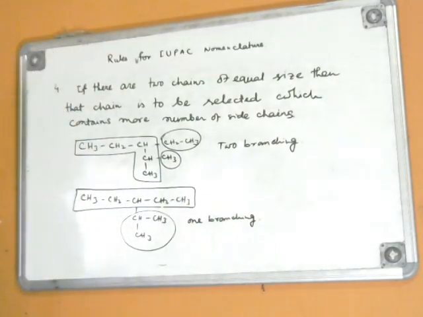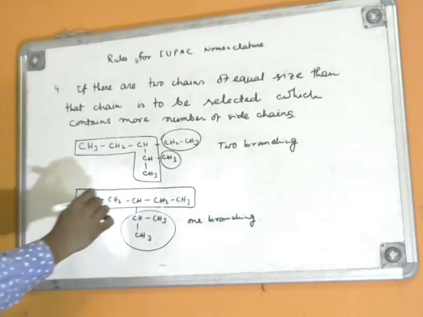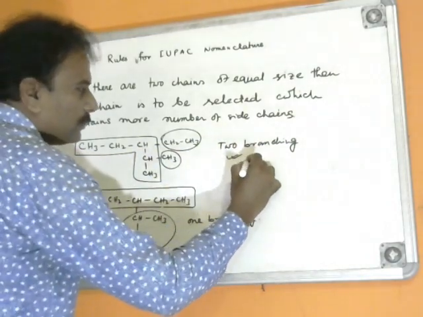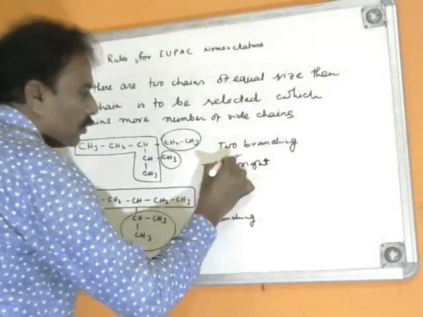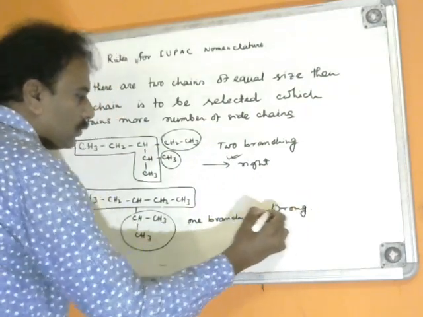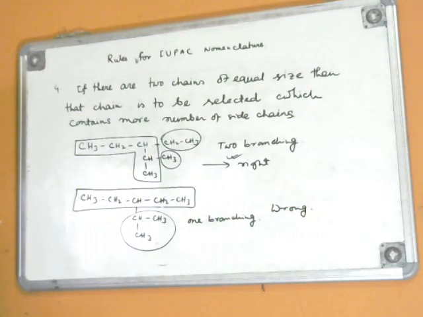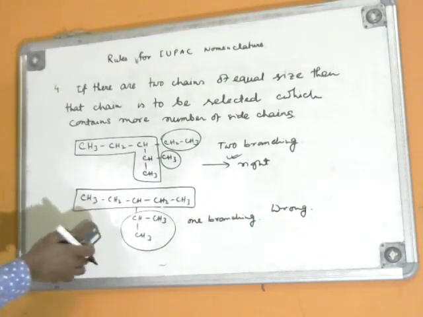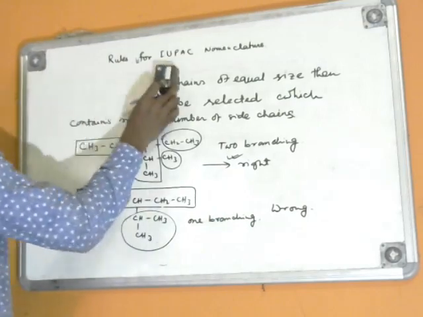So now, according to this rule, which pattern should I consider? Definitely this one, because this has two branchings. So this methodology is right, and this is wrong. This will not work. So that was our fourth rule. Now I am going to talk about rule number 5.